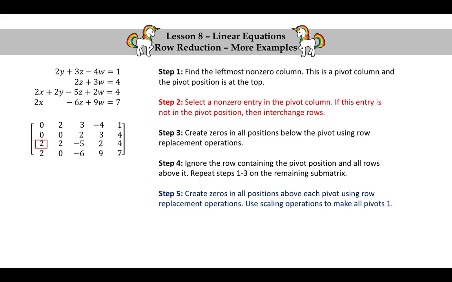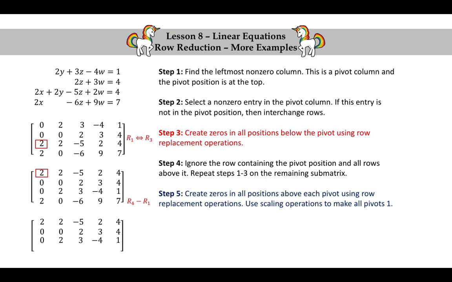And notice that this entry is not in the pivot position, which is all the way on the upper left. So we're going to have to interchange row 1 and row 3. And this is what we get when we do that. Next, we're going to create zeros in all positions below the pivot using row replacement operations. We only need to get a 0 in that last row, and we could do that using the row replacement operation row 4 minus row 1.